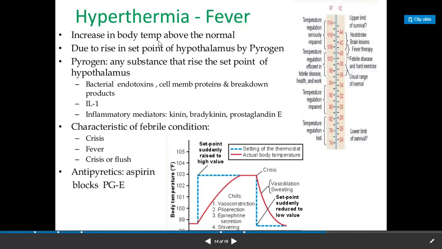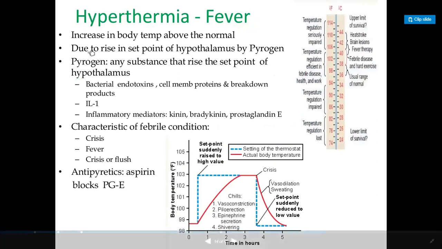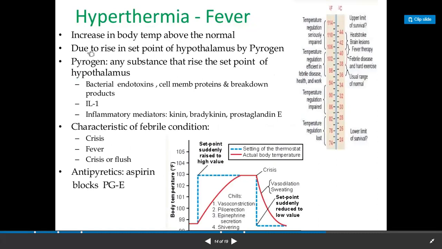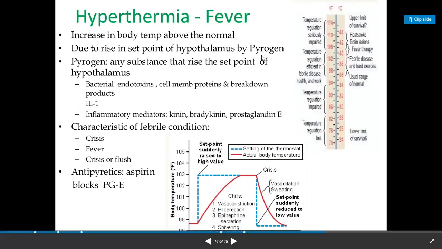Now, increase in body temperature above the normal is hyperthermia. Now, there are certain things that could lead to an increase in your temperature. So anytime you have hyperthermia, there is a rise in the set points by the hypothalamus. So the hypothalamus has increased your set points above the 37 degrees that is needed. But why is it doing this? There is something called pyrogen.